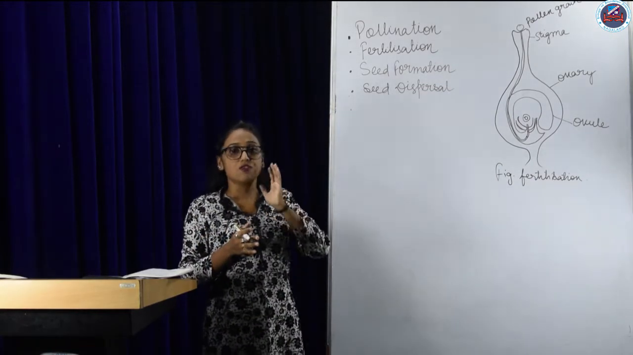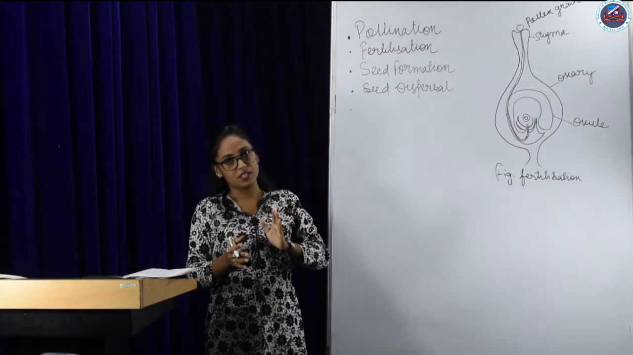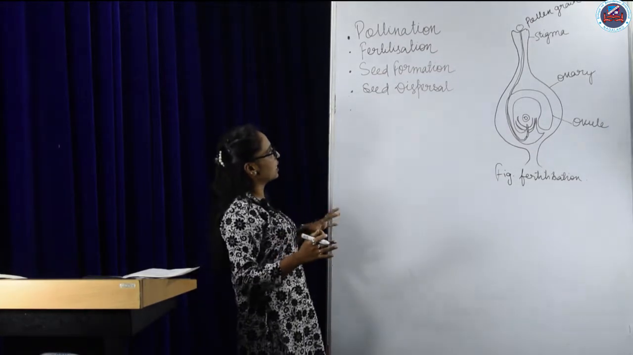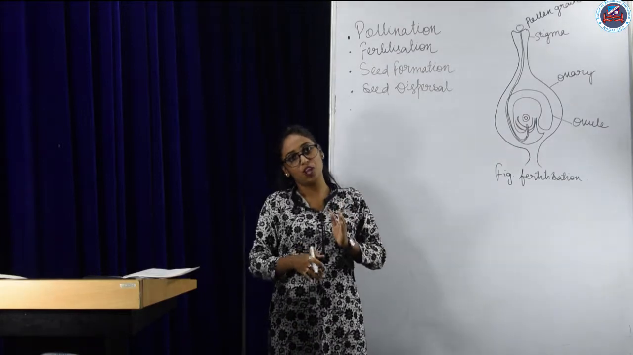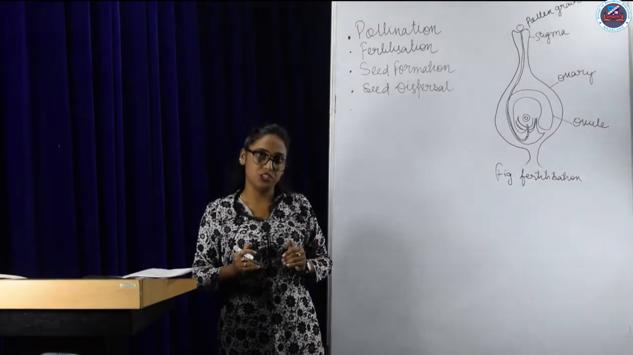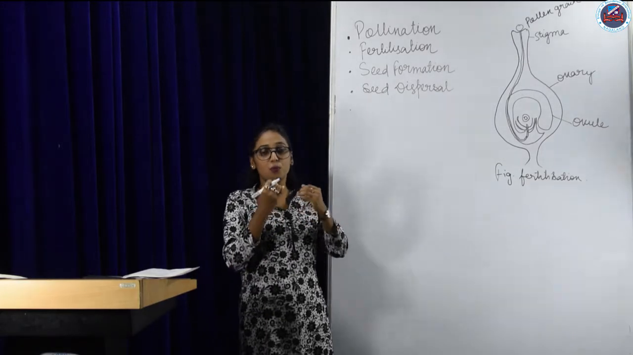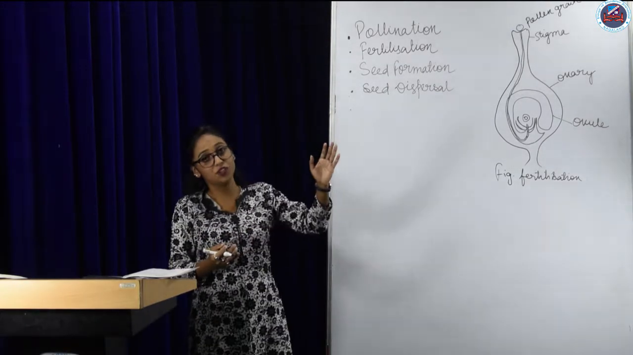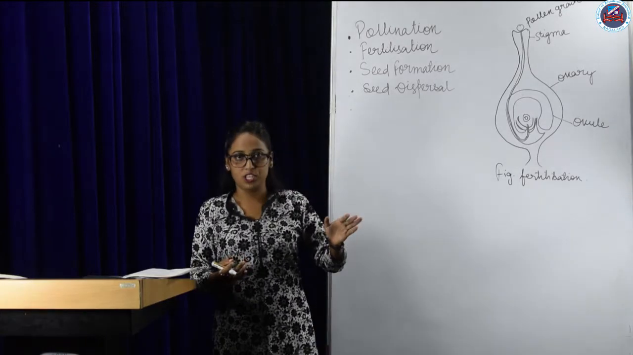That means what? The transfer of pollen grains. Okay, the transfer of pollen grains from the male anther of the flower to the female stigma of the flower is known as pollination. So the transfer of pollen grains from the male anther to the female stigma is called pollination.